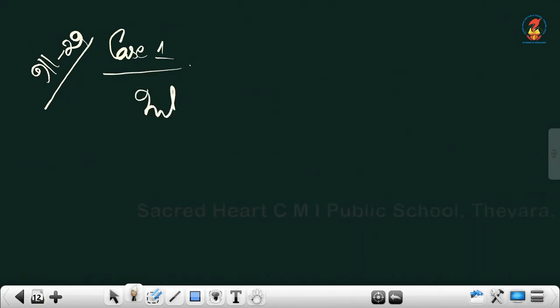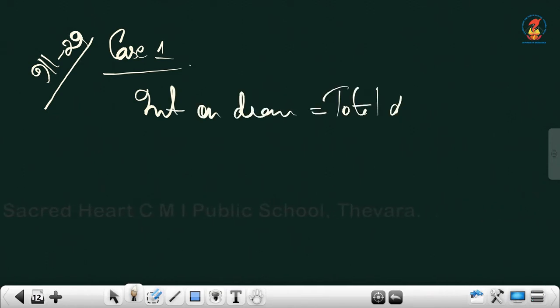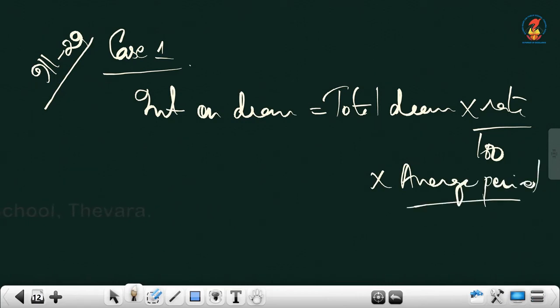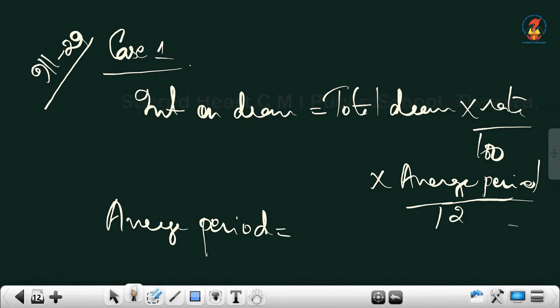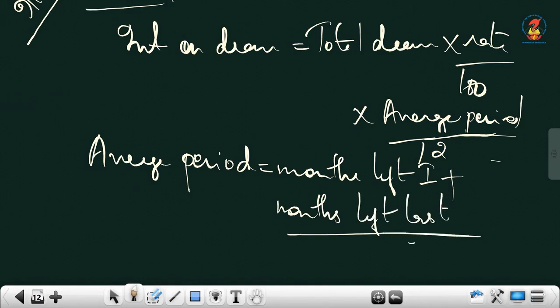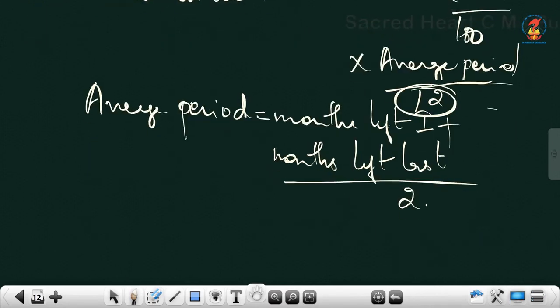60,000 withdrawn in the beginning of each quarter. Write the formula for interest on drawings, which is equal to total drawings into rate by 100 into average period by 12. Average period we'll compute first, and to get the average period, we divide by 2. The situation here is we are withdrawing in the beginning of each quarter. Write the formula for average period: months left after first drawings plus months left after last drawings, divided by 2. Here you have to take 12 itself, the number of months, like 6 by 12.